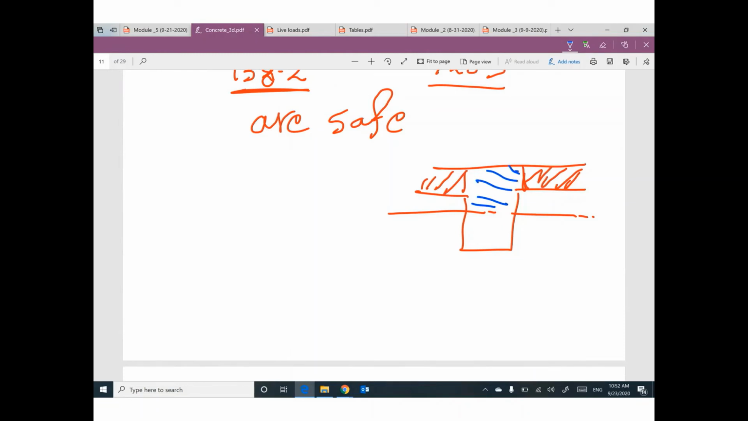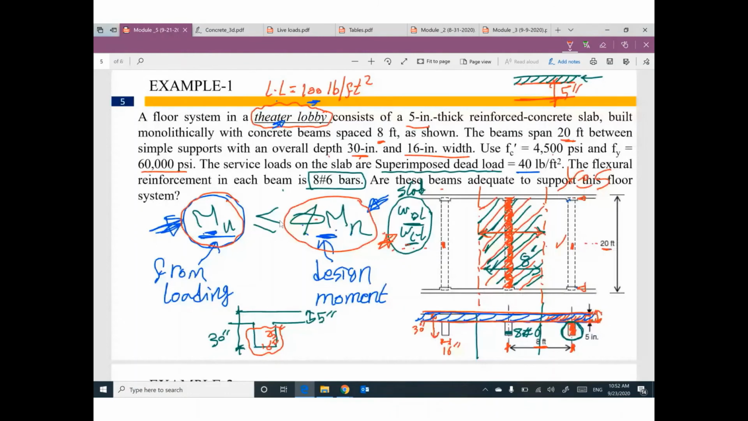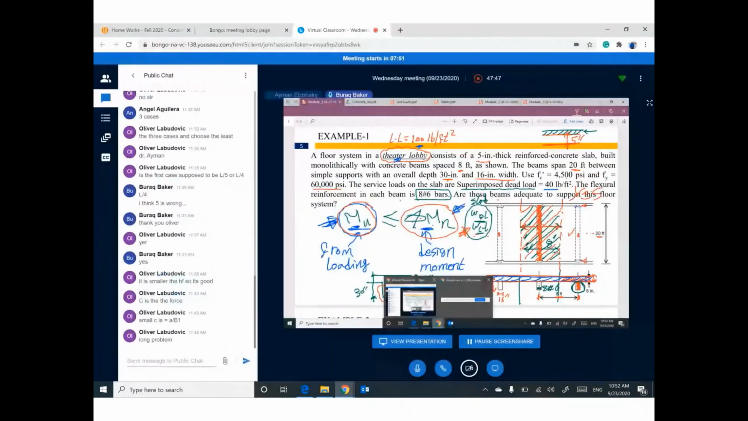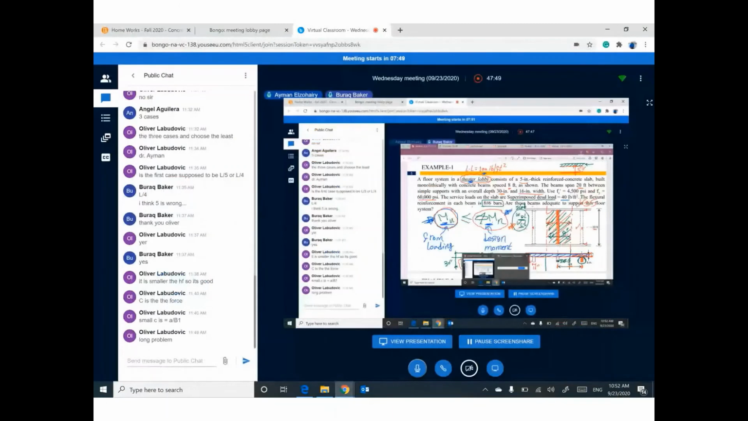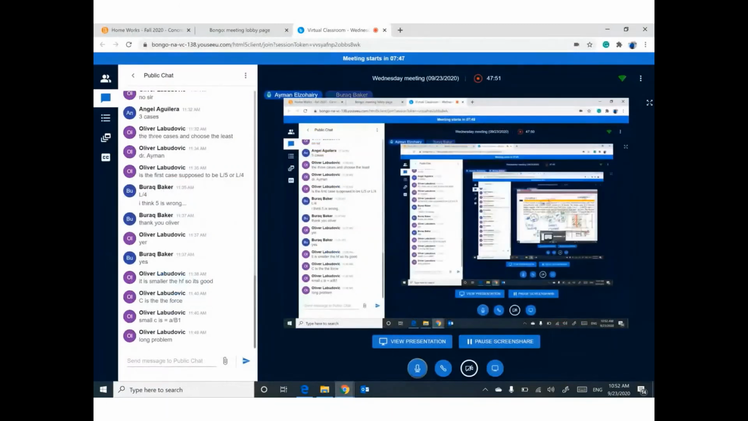But anyway, it's a very long problem, but it's systematic. You need to understand each part in this problem. Yeah, it's long, I know. This is the reason I'm giving you a long time for the exam.